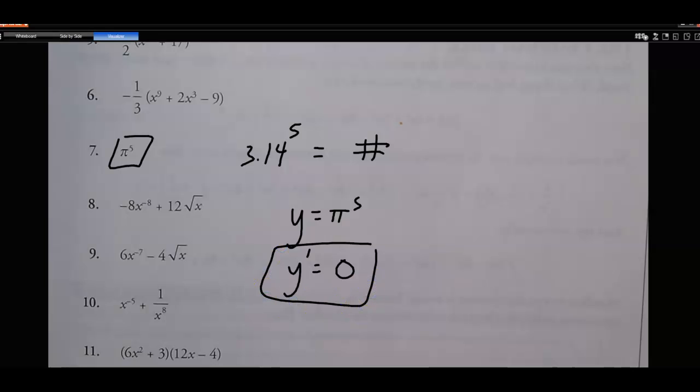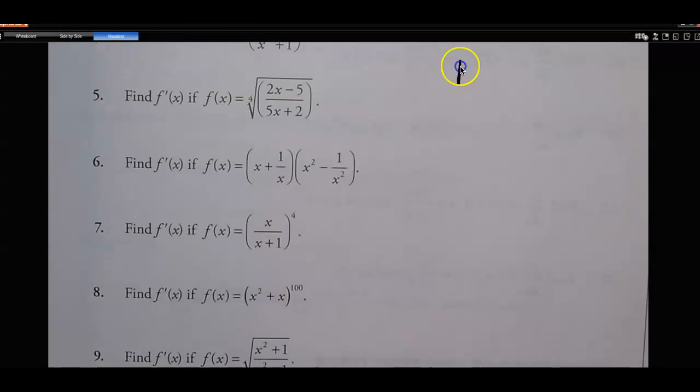I think the temptation might be to apply the power rule to this and get something like 5 pi to the 4th power, but that's not going to work. That's what you do to terms that have x's in them. This is just a number, and so the answer is 0 because that's what the slope of a constant function is.